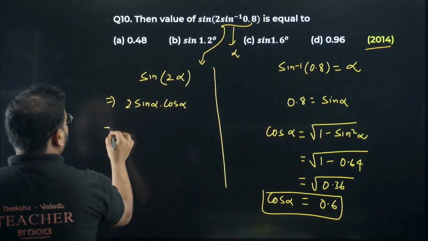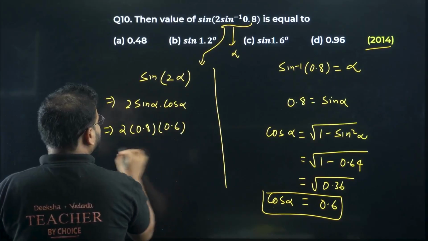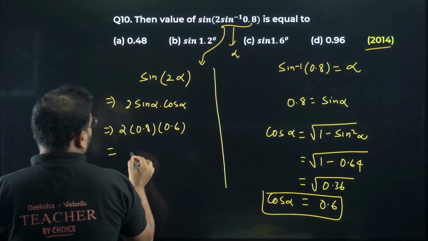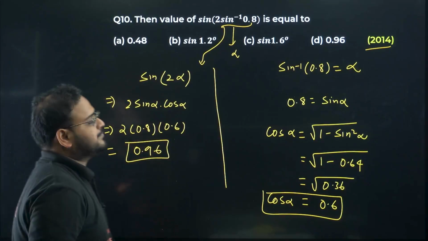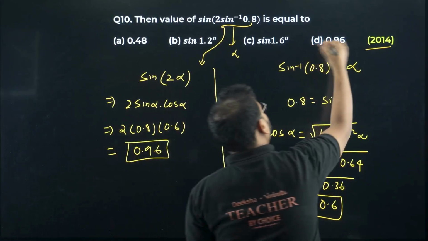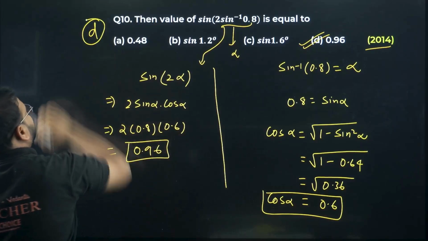Put it here: 2 times 0.8 and 0.6. 48 into 2, 0.96 is your final answer. Yeah, option D is correct. Got it? Question number 10 is also done.